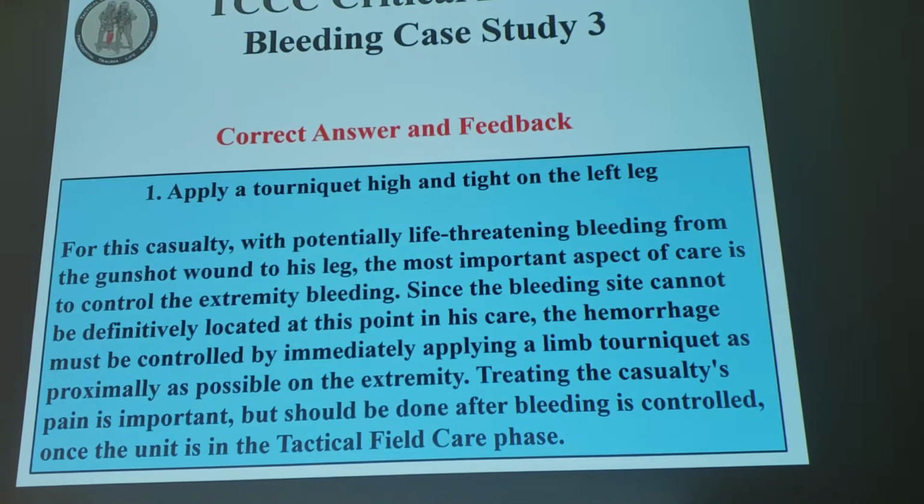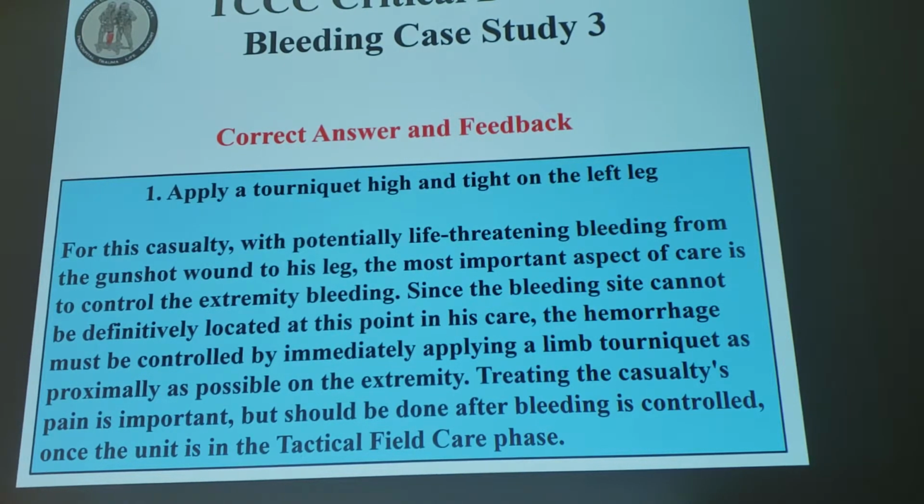Apply a tourniquet high and tight to the left leg. We could have seen that one coming. For this casualty with potentially life-threatening bleeding from the gunshot wound to his leg, the most important aspect of care is to control the extremity bleeding. Since the bleeding site cannot be definitively located at this point in his care, the hemorrhage must be controlled by immediately applying a limb tourniquet as proximally as possible on the extremity.